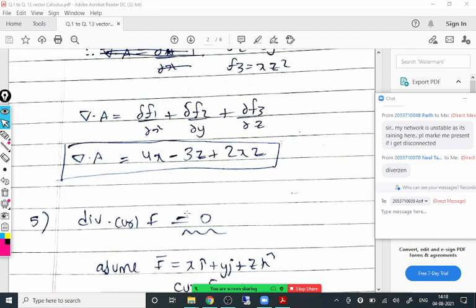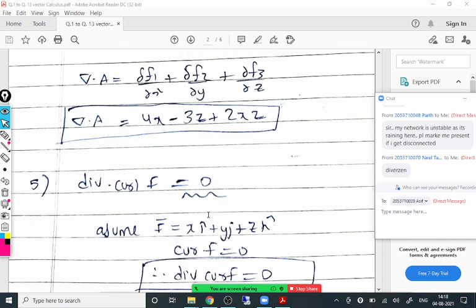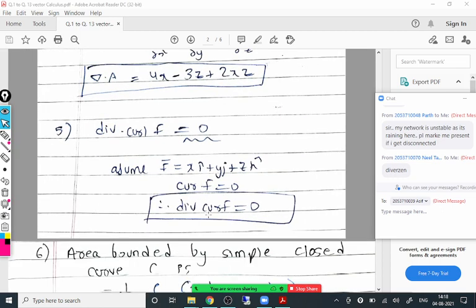Question 5. Divergence of curl f is 0. So what about that question? Yes, divergence of curl f is 0, and f is given, is it? Okay, divergence of curl, what is the answer that you have tried? This is a fill in the blanks. Okay, so you've taken f bar as xi plus yj plus zk.